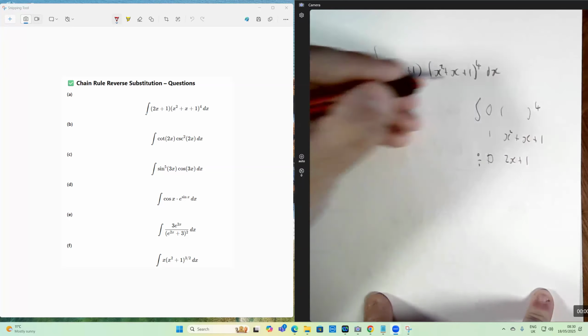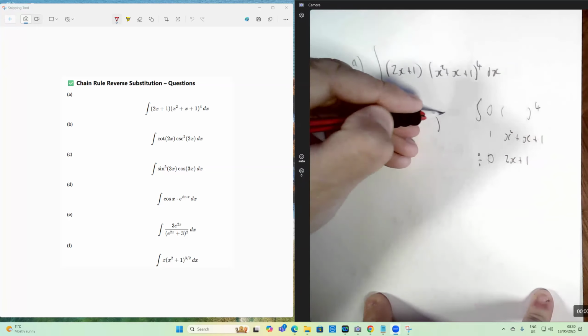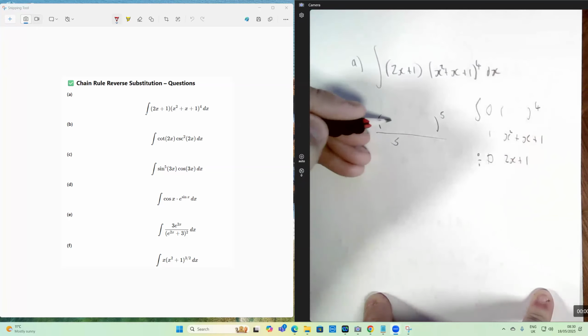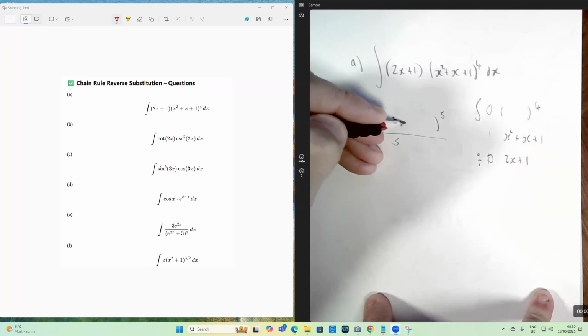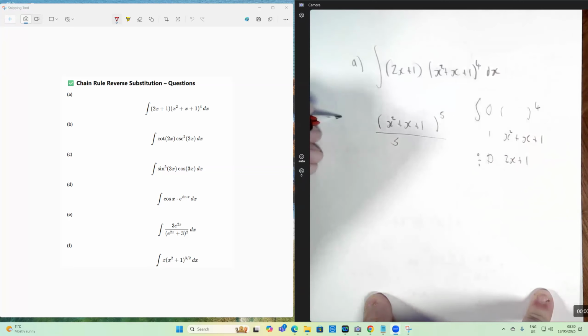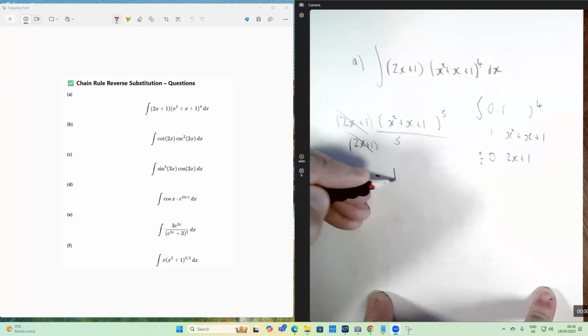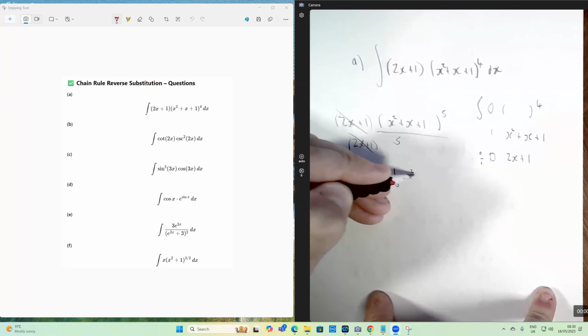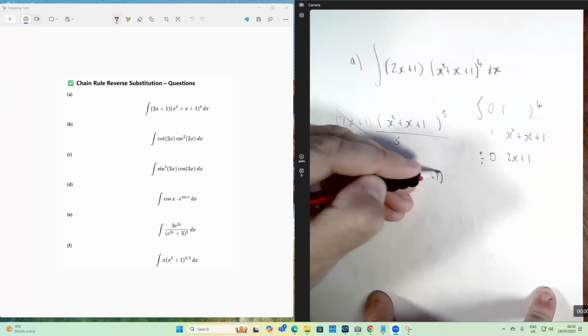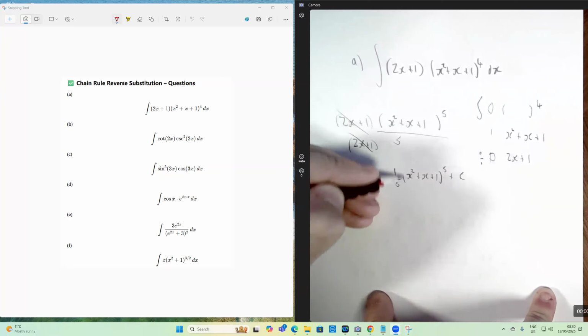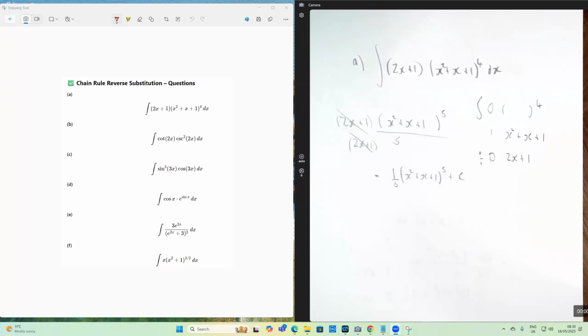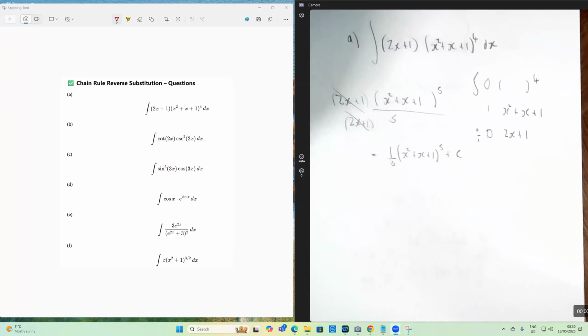So that's going to go from something to the power 4 to something to the power 5 over 5, and the something happens to be x² add x add 1. I've still got my 2x add 1 there, and then I divide by the derivative of the inner, which is 2x add 1 in this case. So that cancels, and my answer is 1/5 (x² add x add 1) all to the power 5 add c. Okay, so that is how we do A.